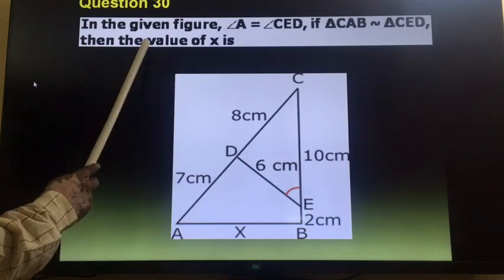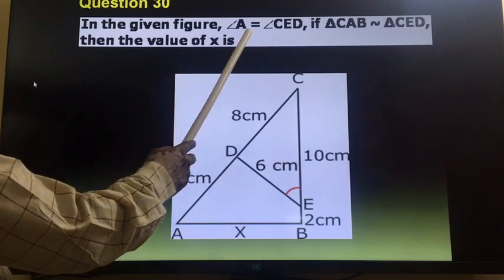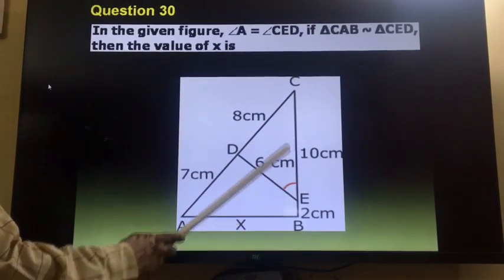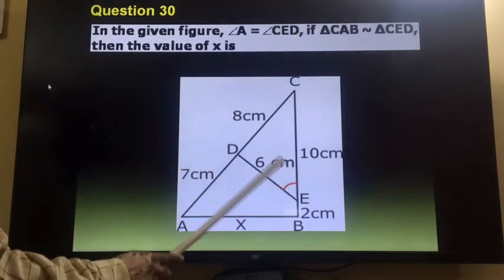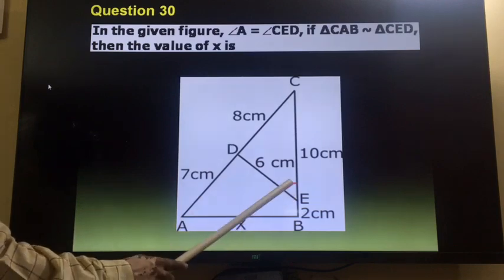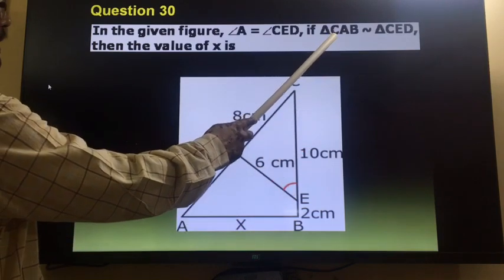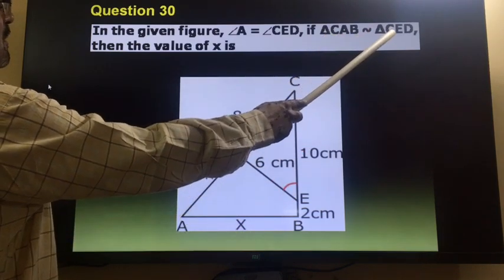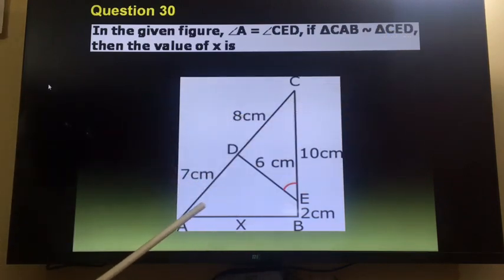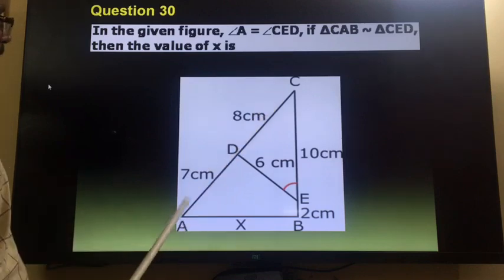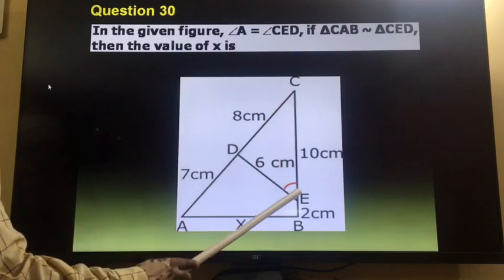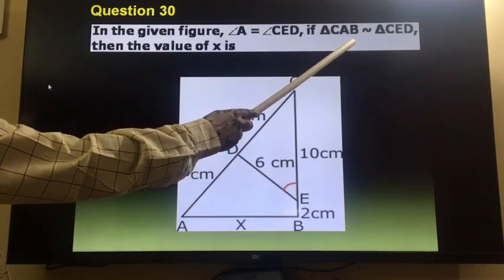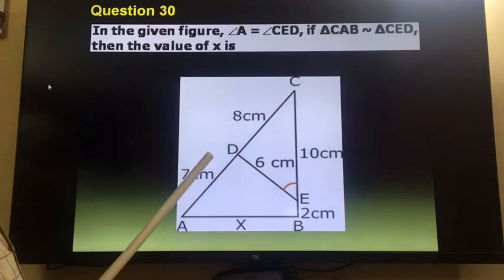Now question number 30. In the given figure, angle A is this. It is equal to angle CED. This angle is equal to this. And triangle CAB is similar to triangle CED, it is given, then we have to find out the value of X.